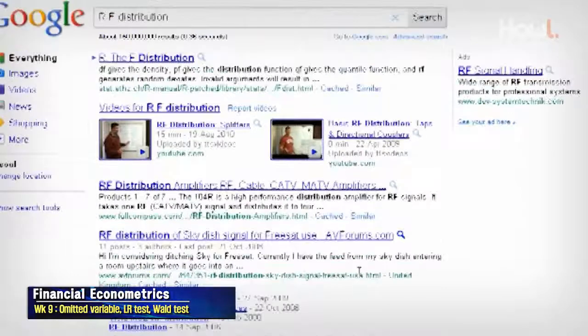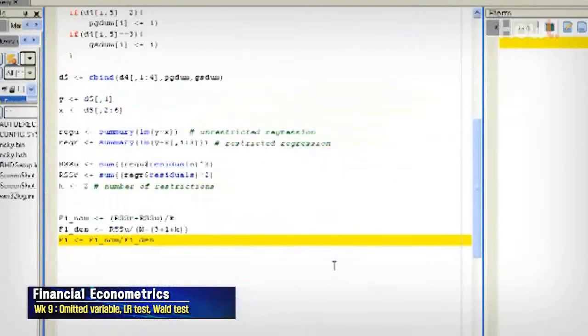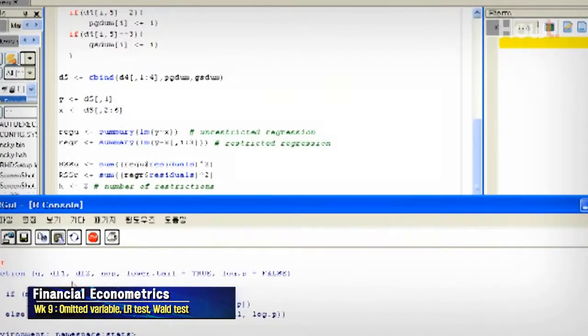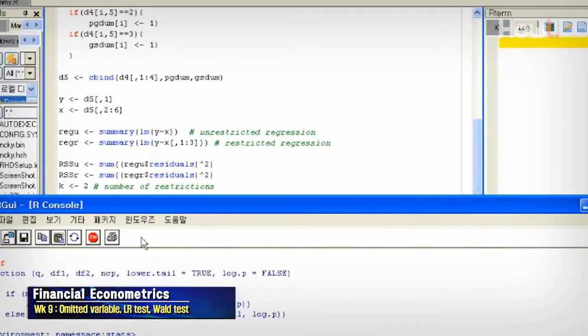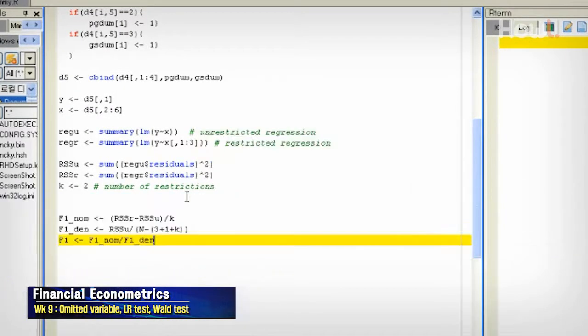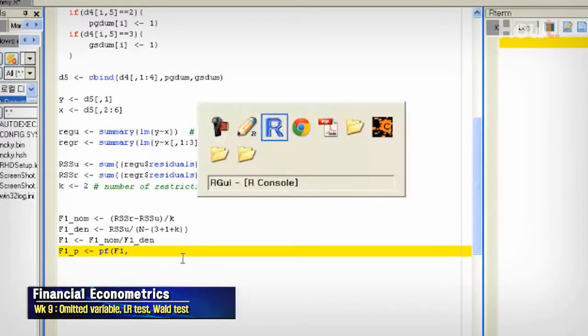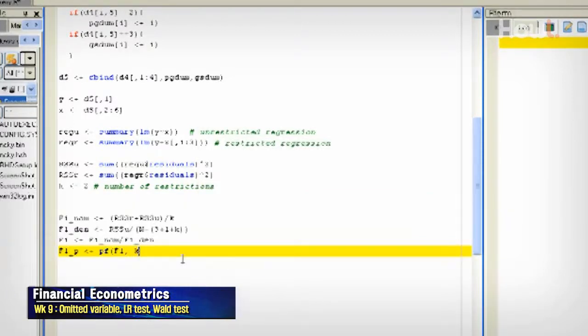I think it's PF. PF, okay. PF Q, degree of freedom 1, degree of freedom second 1. Okay, so let's see. F1 of P value should be PF and F1. And then what is the first one? It is K.